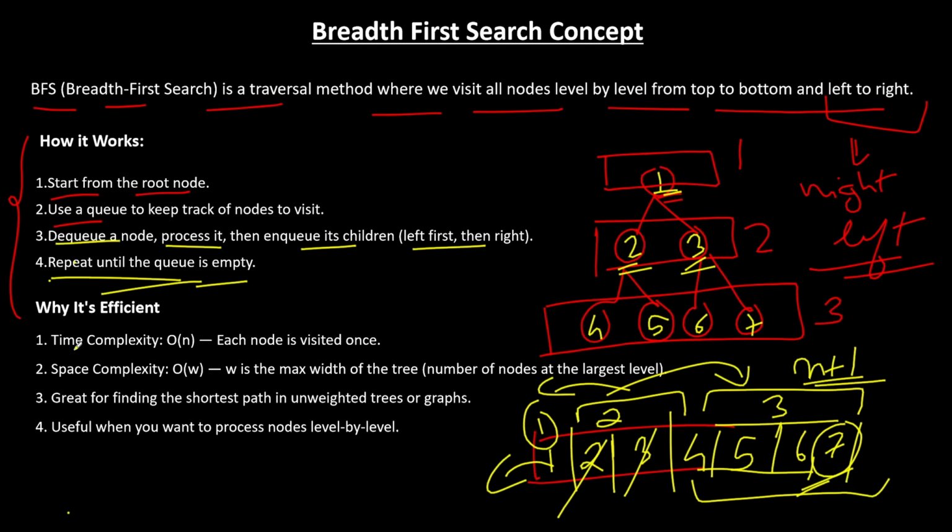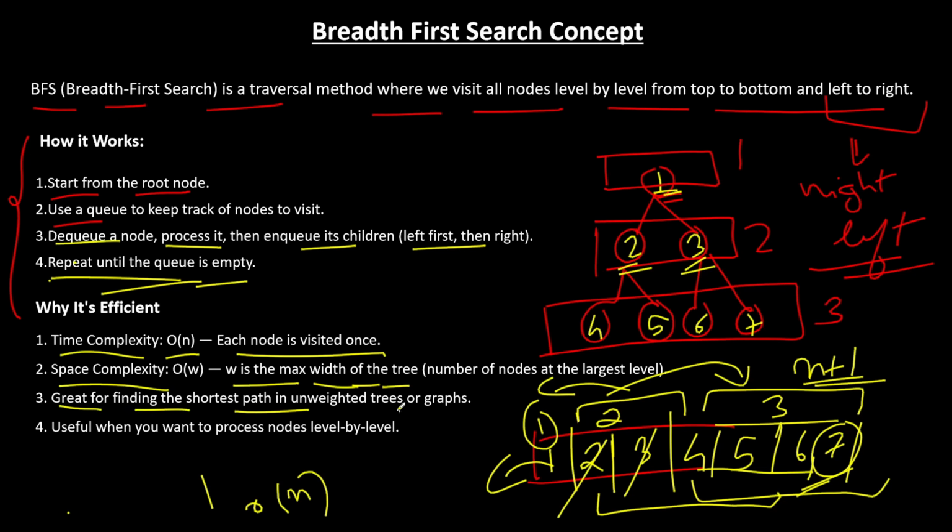Now, why is it efficient? Time complexity is O of n. Each node is visited once. That's why. Space complexity is O of W for each particular traversal, or we could say the maximum width could be O of W, right? If you are storing it in an array, then it will be O of n. But in the queue, the maximum number of nodes at one time could be the maximum width we have in the particular tree. Great for finding the shortest path in unweighted graphs or trees. Useful when we want to process nodes level by level. Okay, this is a simple explanation of how breadth first search works.